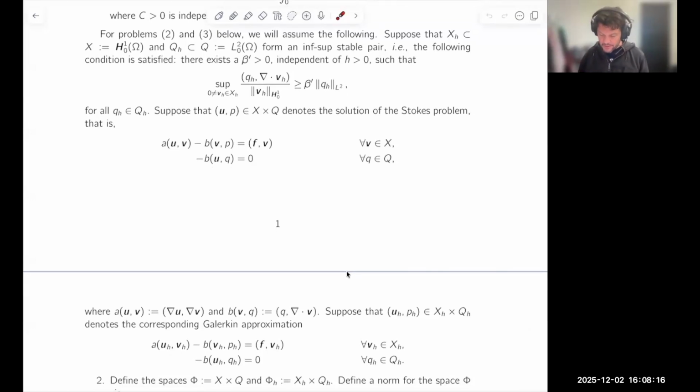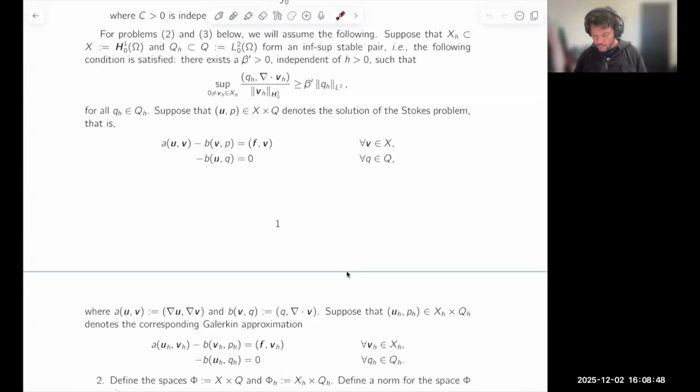So remember that we say that a pair of finite element spaces XH and QH form an inf-sup stable pair if the following condition holds for those spaces XH and QH. For all QH in QH, the supremum of this quotient is bigger than beta prime times the norm of QH in the L2 norm.